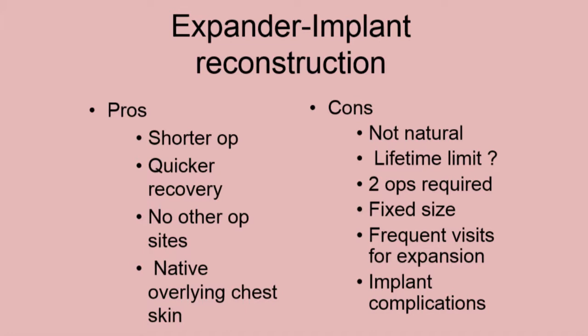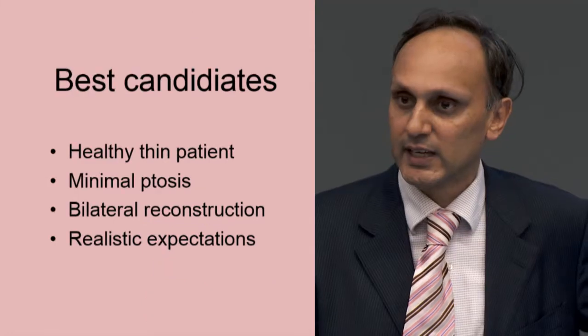Generally two operations are required. Once you put the implant in, it's a fixed size. As the patient puts on weight or loses weight, the implant stays the same size, so that's a factor for some people. In the reconstructive process, once the expander is in, you need frequent visits for expansion, and there are implant complications.